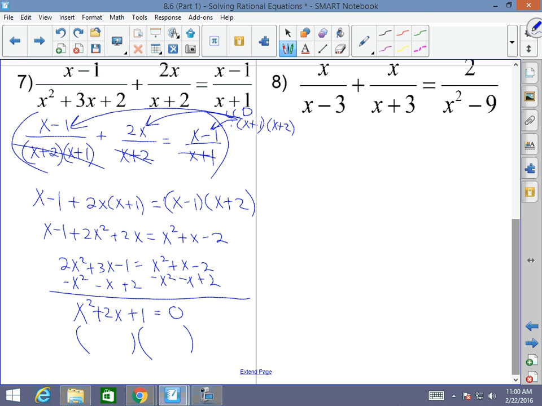This is a perfect square. X plus 1 equals 0. X equals negative 1. Can that work? No. So this is no solution. It's extraneous. There are no other solutions. So this is no solution.